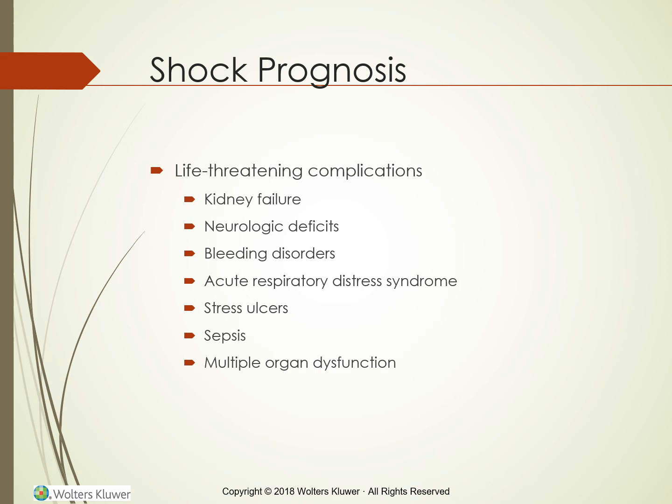Prognosis and complications. When shock is treated adequately and promptly, the client usually recovers. Recovery may be tenuous, however, because of the secondary complications, which almost always result directly from tissue hypoxia and organ ischemia due to reduced oxygenation. Life-threatening complications include kidney failure, neurological deficits, bleeding disorders such as disseminated intravascular coagulation, acute respiratory distress syndrome, stress ulcers, and sepsis that can lead to multiple organ dysfunction.